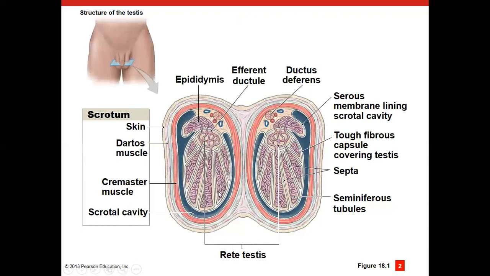So the seminiferous tubules are here. The rete testis is this structure here that transports sperm from where it's produced in the seminiferous tubules to the efferent ductules that become and create the epididymis, where sperm is stored temporarily until it's ejaculated and it's allowed to mature. The sperm is allowed to mature there. And once sperm is matured and is leaving the epididymis, they are transported right into the vas deferens or ductus deferens.